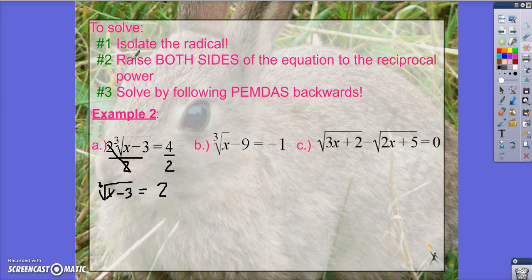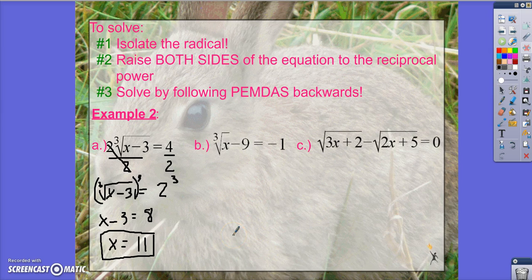Step 2, raise both sides of the equation to the reciprocal power. So what's the opposite of a cube root? It's the cube, the power of 3. You guys can see my 3 there. Raise this side to the third as well. I get x minus 3. The cube root and the cube cancel out. 2 to the third power is 8. Then I add 3 to both sides. x equals 11. That's my answer.